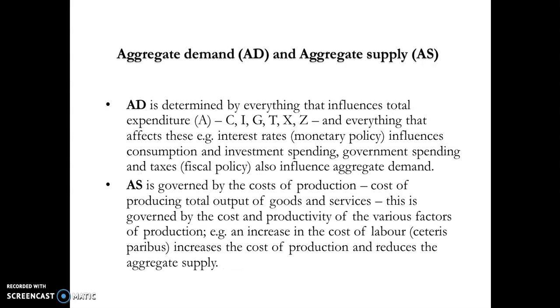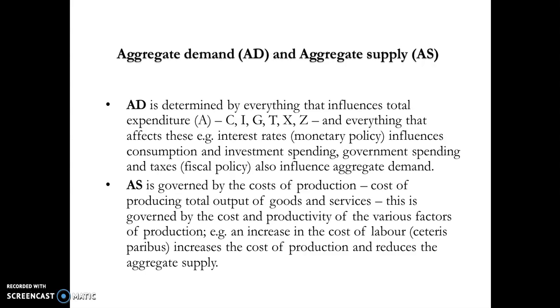In terms of determinants that affect your AD and AS curves, your aggregate demand is determined by everything that influences total expenditure. Thus, you will recall aggregate spending, for instance, is affected by C, I, G, T, X, and Z. So, consumption expenditure by households, investment spending, government spending, and taxes. Taxes would affect the disposable income of households, and then your foreign sector. And everything that affects these, such as monetary and fiscal policy.